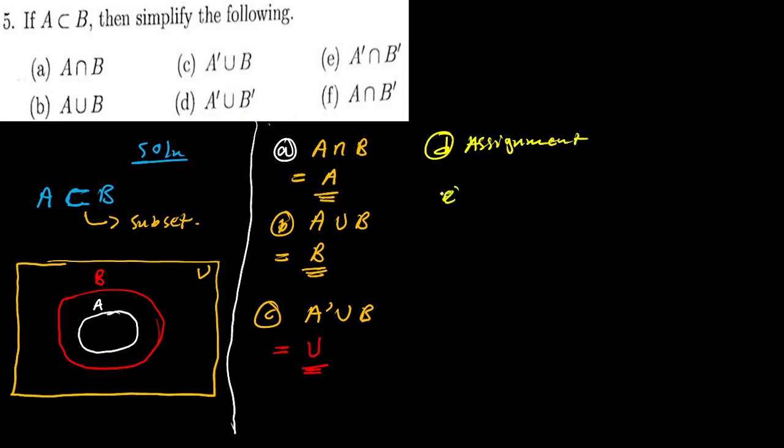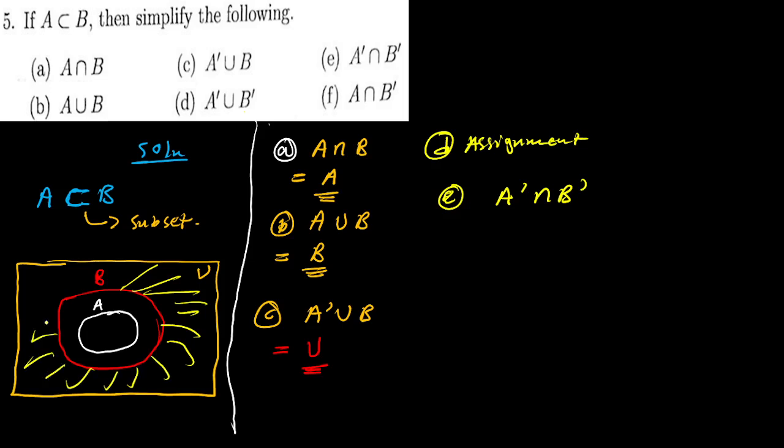Then E, it is A complement intersection B complement. So A complement, first let me look at B complement. B complement is this set there.